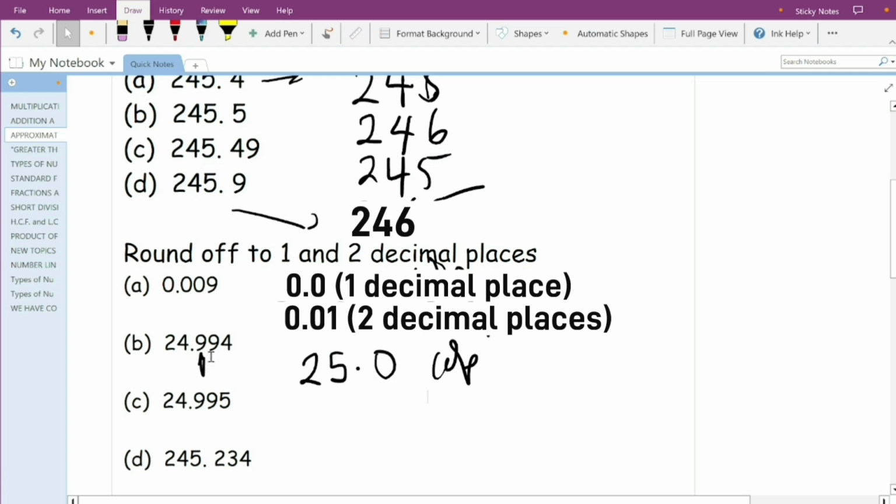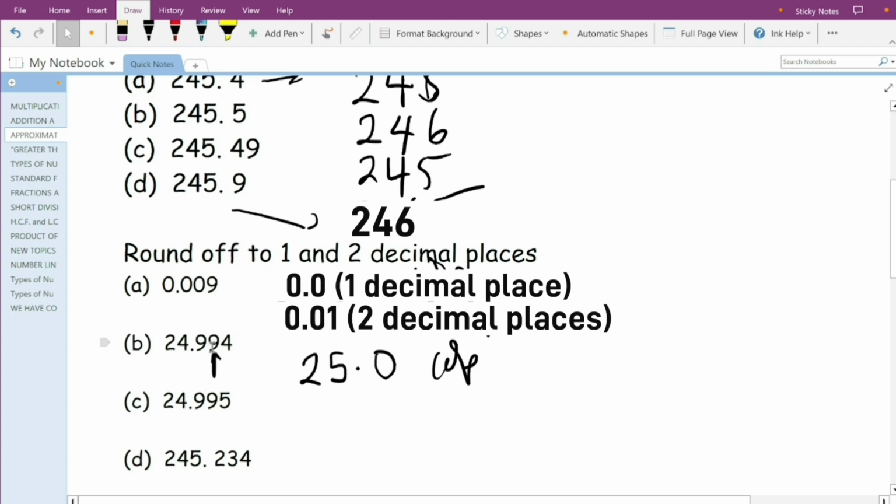If we add 1 to this 9, it's turning to 10. Then if it's turning to 10, you leave the 0 of the 10 behind, then you add 1 to the 4, that's 25.0. To 2 decimal places, that means we have to stop here. For the second one, we're stopping here. That's 2 digits after the decimal.